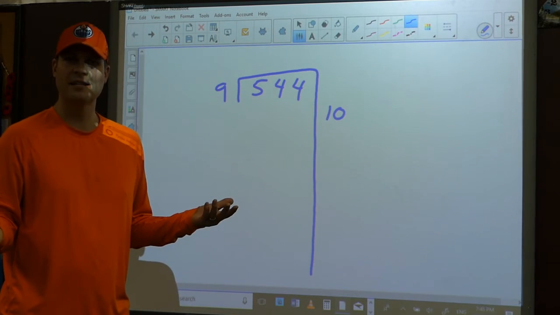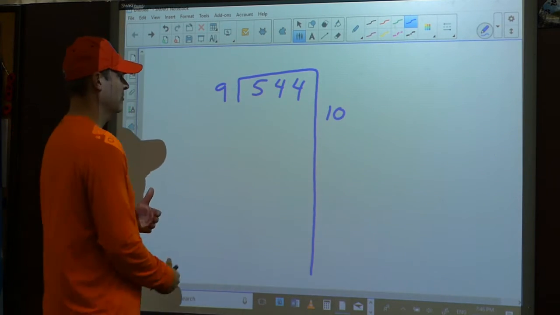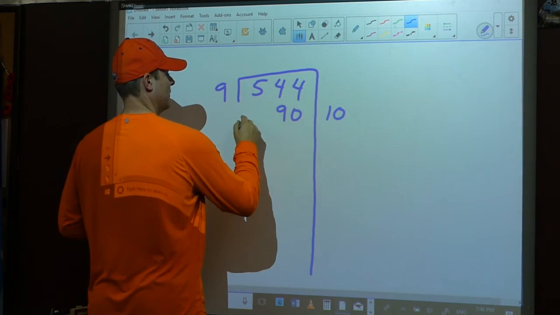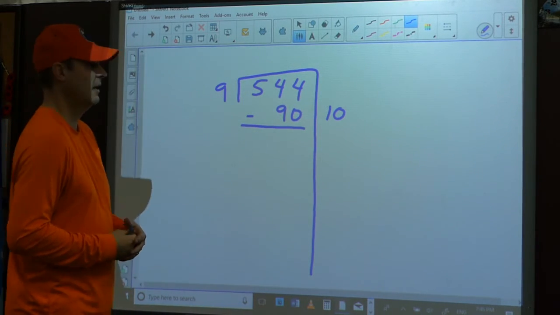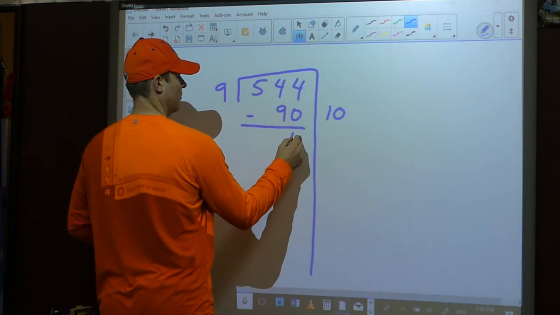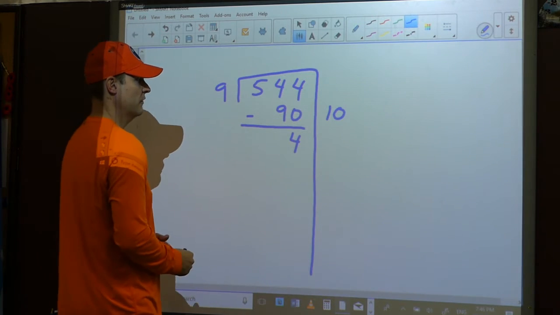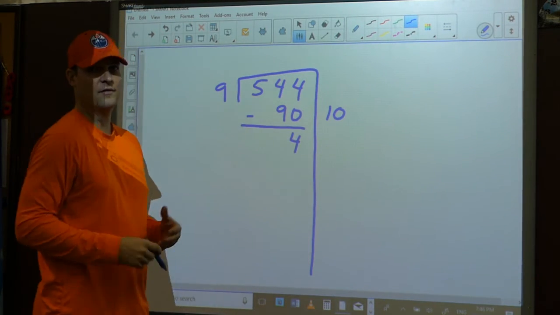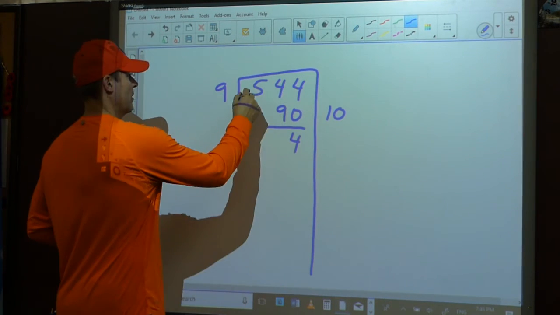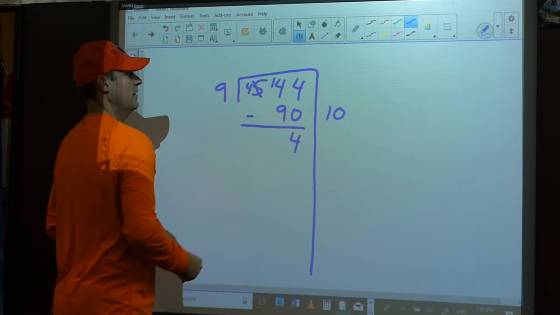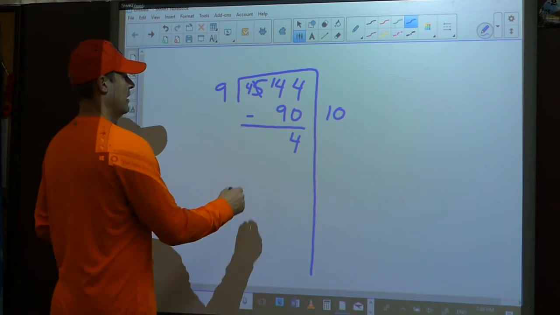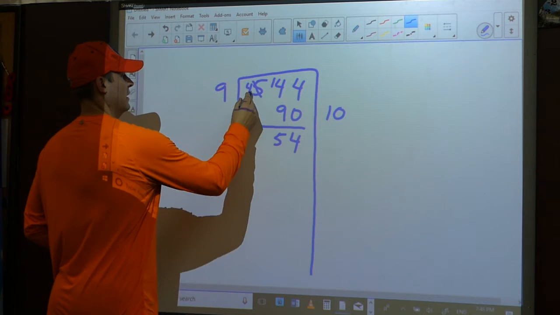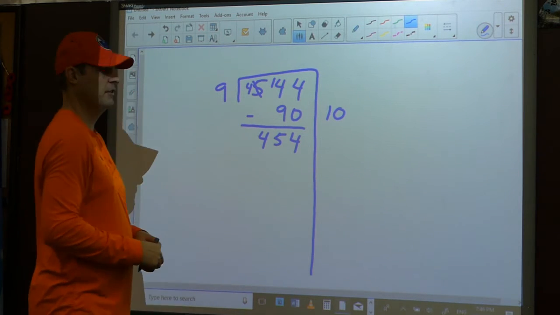And how much is 10 times 9? 9 tens really is 90, which is pretty close to 100, so it is smaller than the 500. But we can still subtract to see what we're left with. 4 minus 0 is 4. We can't take our 9 from 4. 4 is not big enough. We got to borrow, leaving us with 14. So therefore, the difference between 14 and 9 is 5, and we have 454 left.